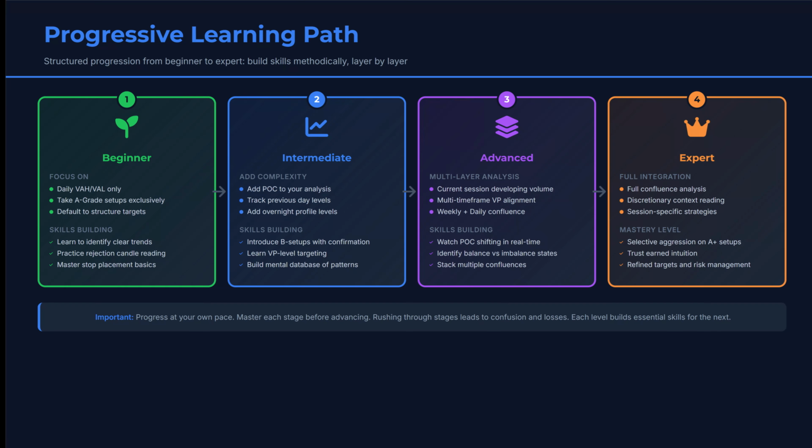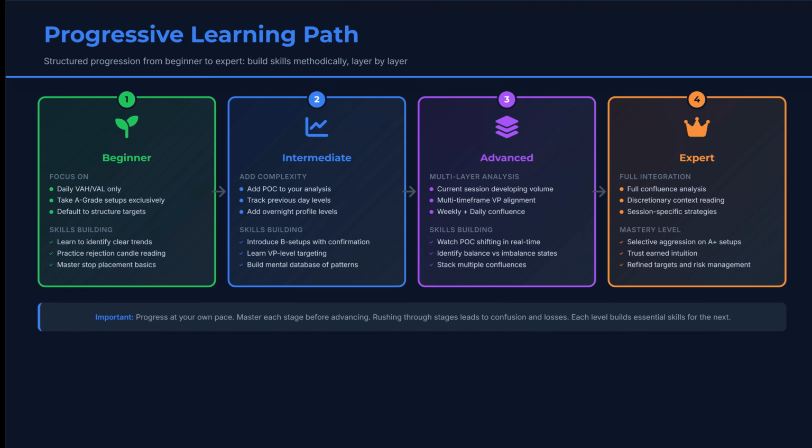Stack multiple confluences. Use the 5 confluence types we covered earlier: multi-time frame VP, session timing, auction state, HVN overlaps, and level history. The more confluences, the higher the probability.